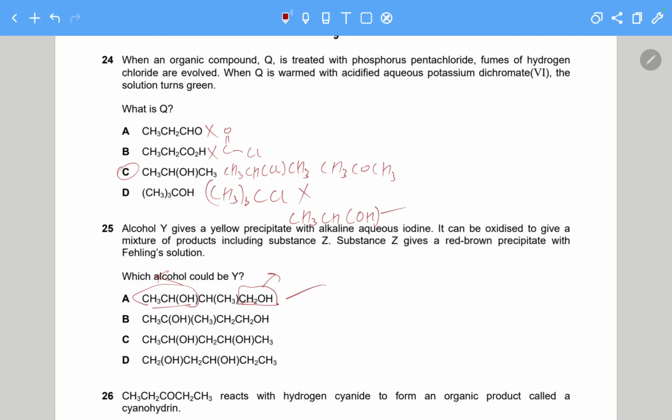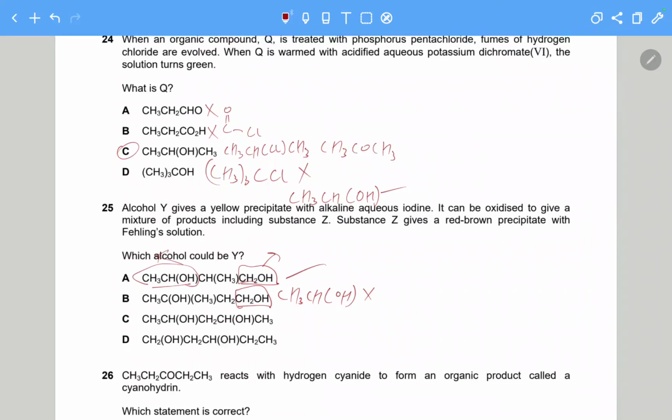CH3C(OH)(CH3)CH2CH2OH. So this does not have the CH3CHOH group, so it will not react with alkaline aqueous iodine. However, it does have a primary alcohol, so it will form an aldehyde, but it does not satisfy both conditions, so this is wrong. CH3CHOH-CH2CHOH-CH3. So this one has CH3CHOH, but it does not have any primary alcohol group, so even though it will react with iodine, it will not react with the Fehling's solution when it gets oxidized, because it will form a ketone.